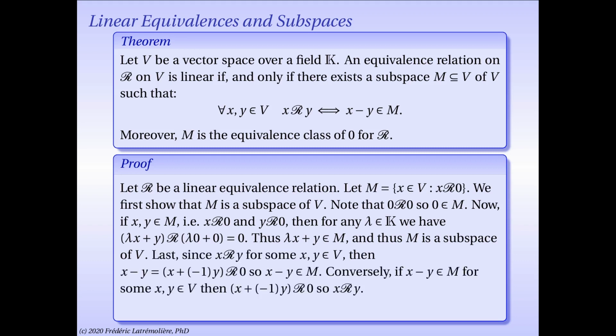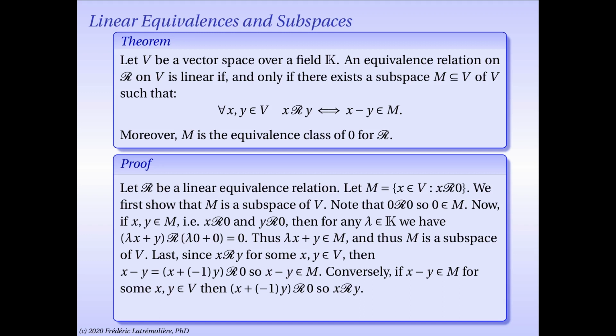Last, let's prove that our equivalence relation has the expected form. Let x and y be two vectors in V that are equivalent. Then x minus y can be calculated as x plus minus 1 times y. But then x plus minus 1 times y is equivalent to 0, using the fact that our equivalence relation is linear. So that means that x minus y is indeed in M by definition. Conversely, if x minus y is in M, for some x and y vectors in V, then the same calculation done backward shows that x plus minus 1 times y is equivalent to 0. And again, using linearity of my equivalence relation, it means that x is equivalent to y.